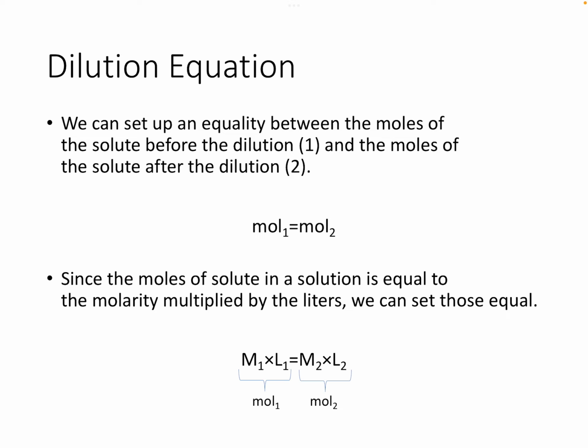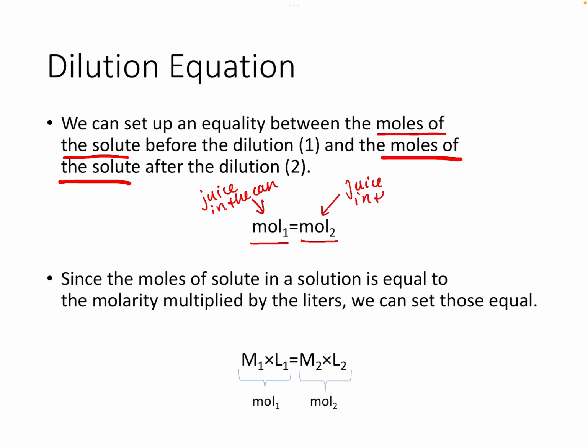So we can actually set up an equality between the moles of the solute before the dilution, so we'll call that moles 1, and the moles of the solute after dilution, so we'll call that moles 2. So those will equal each other. Again, moles 1 would be the juice in the can, and moles 2 would be the juice in the pitcher.